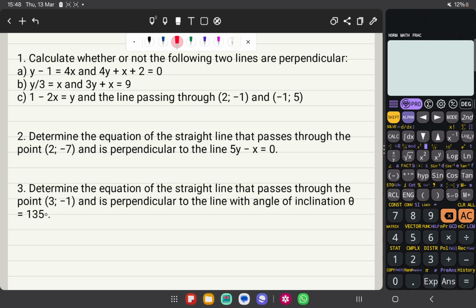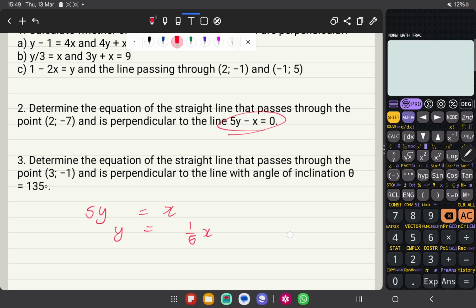Number 2: determine the equation of a straight line that passes through this point and is perpendicular to line number 5. So this line, 5y equals x. Divide by 5 on both sides. I have y equals 1 over 5 x.